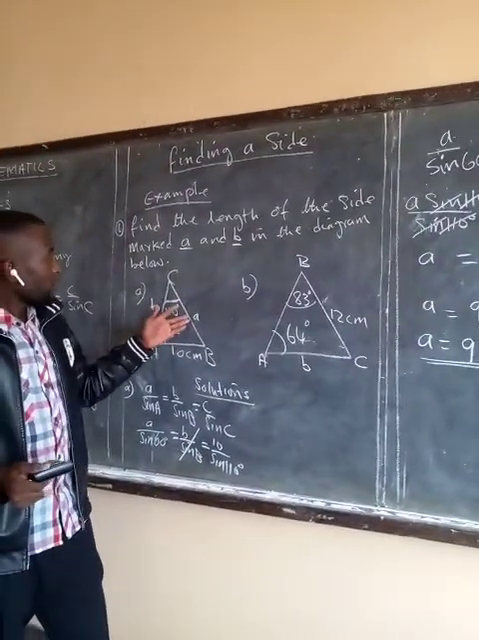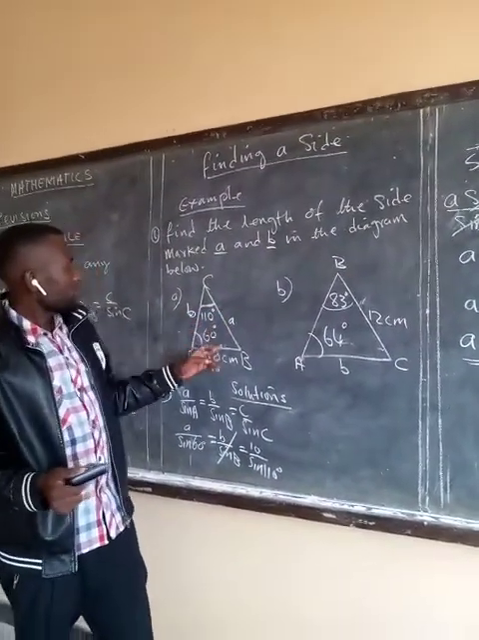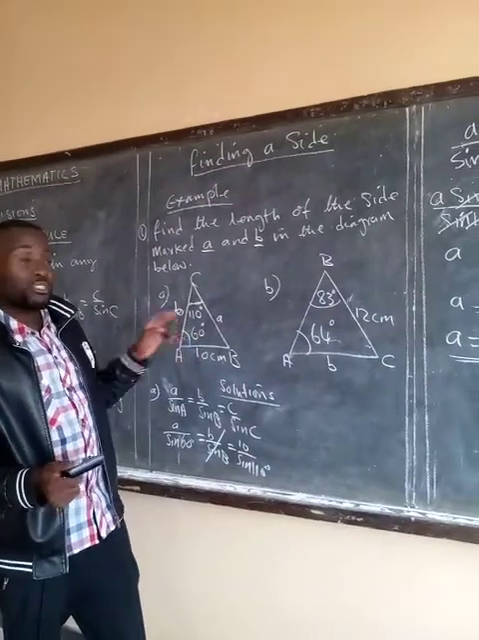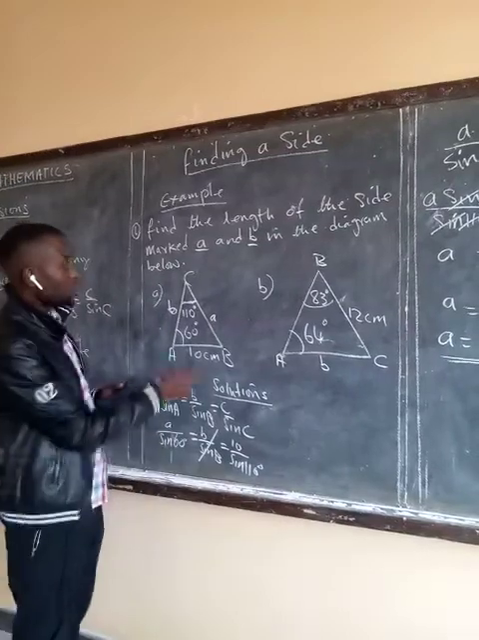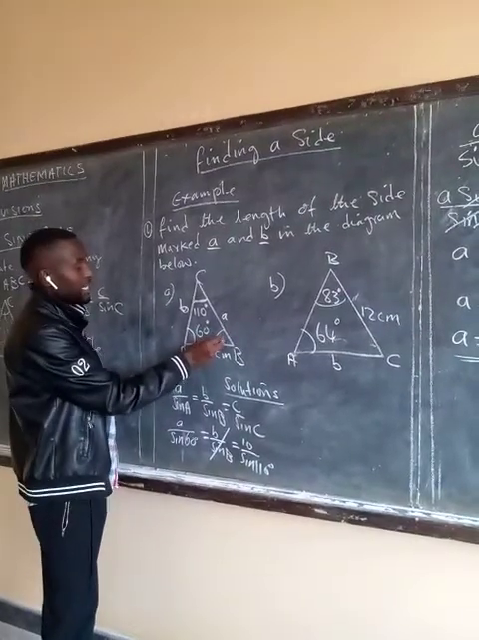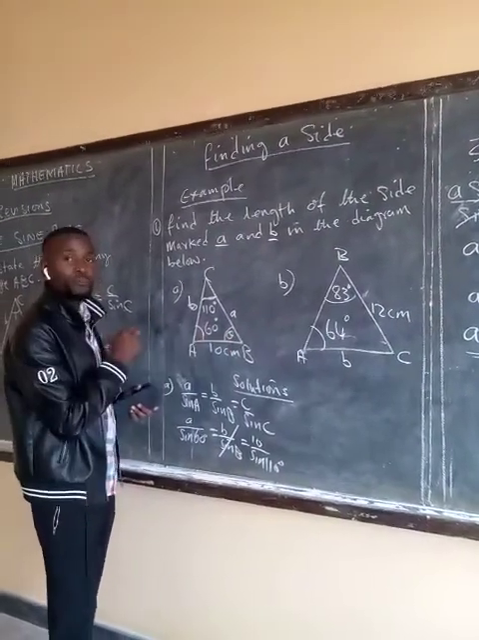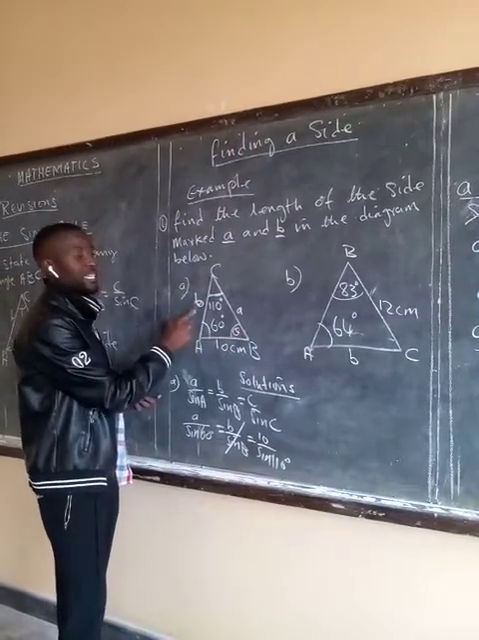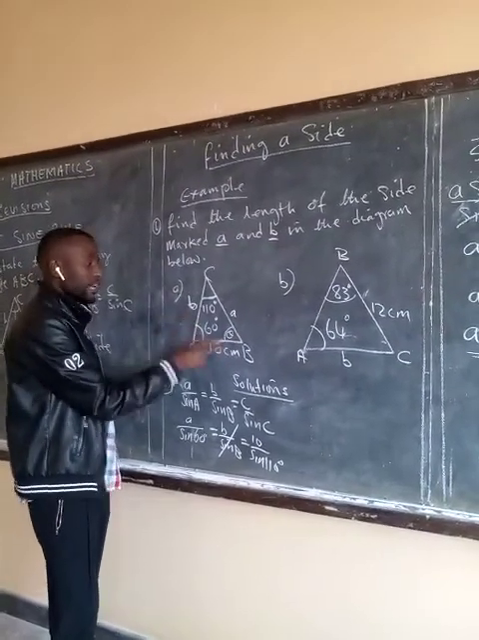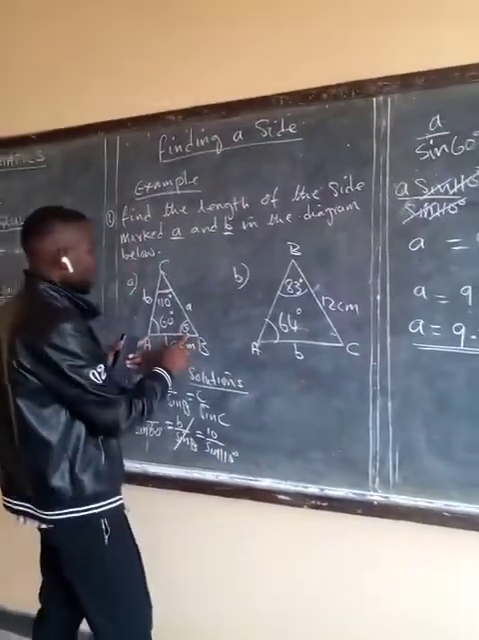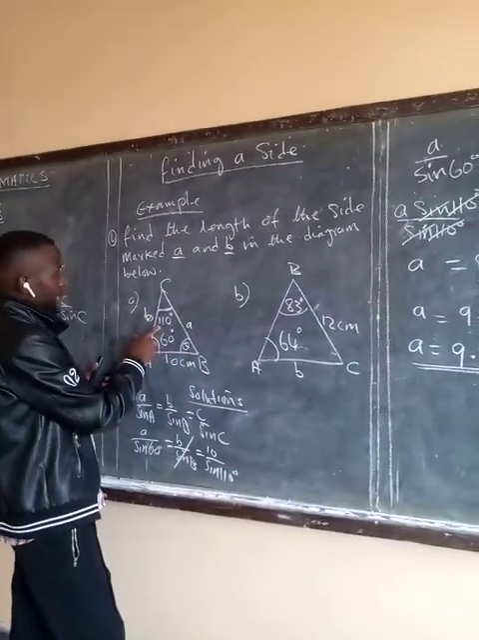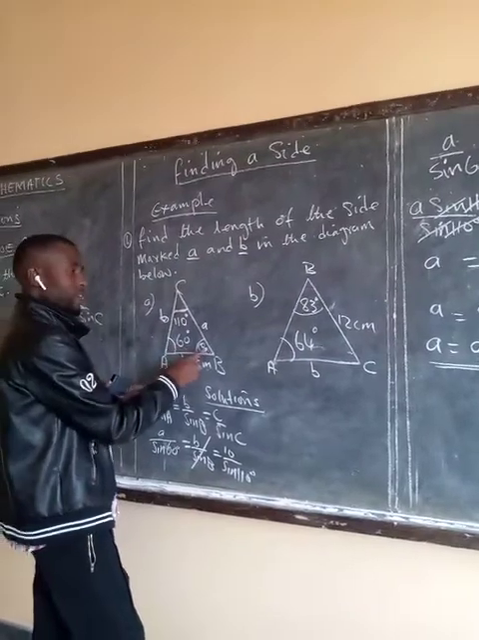So when you have found A, it will be easy to find B. In order for me to find B, I need to know this angle here, angle theta, which we don't know. When you know this angle, then you can find this. So how best can we find this angle? This is very simple, in the sense that we know this angle is 110 and this is 60. So how do I find this?